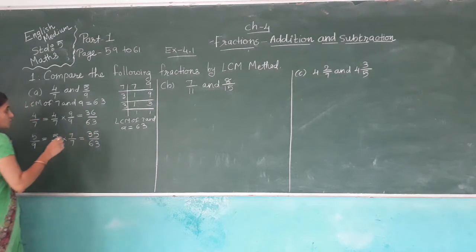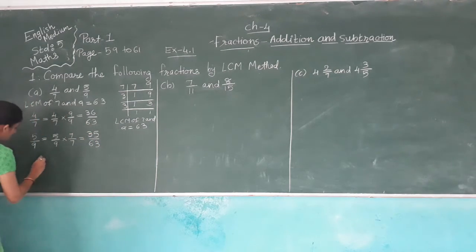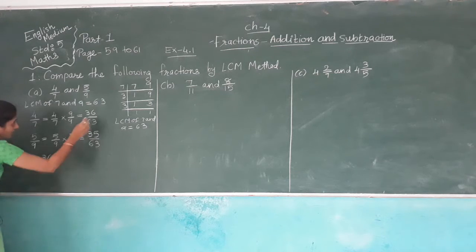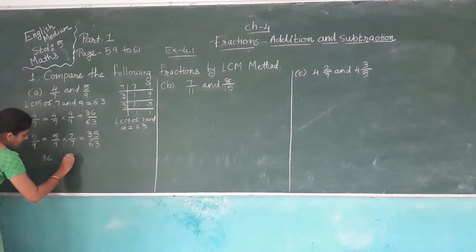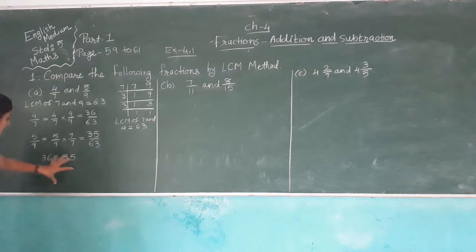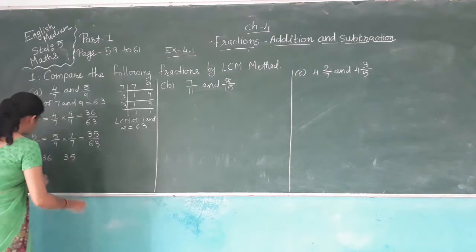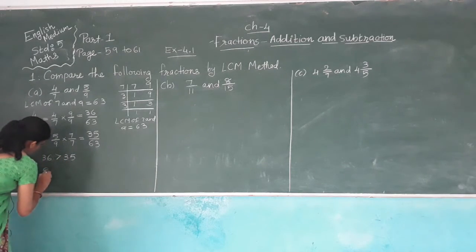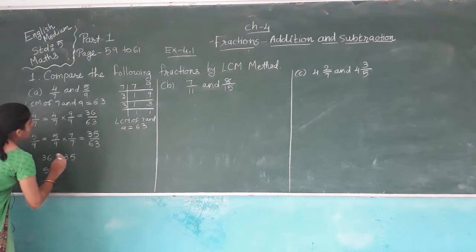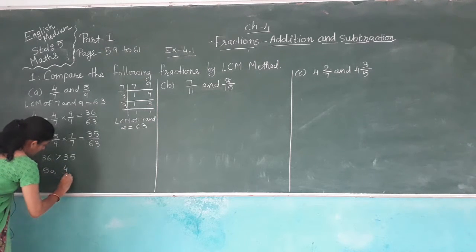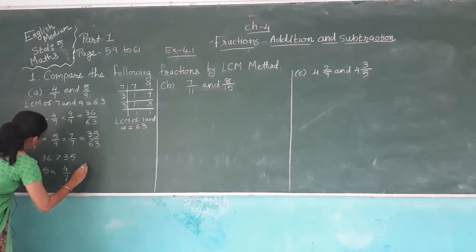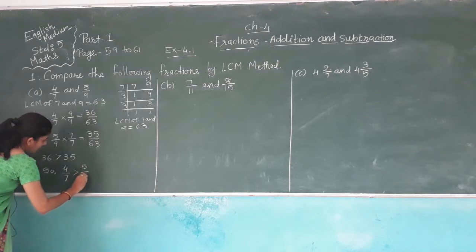In both, you check the numerators. Here the numerator is 36 and this one is 35. So in both 35 and 36, which one is the greater? 36 is the greater. So 4 out of 7 is greater than 5 out of 9.